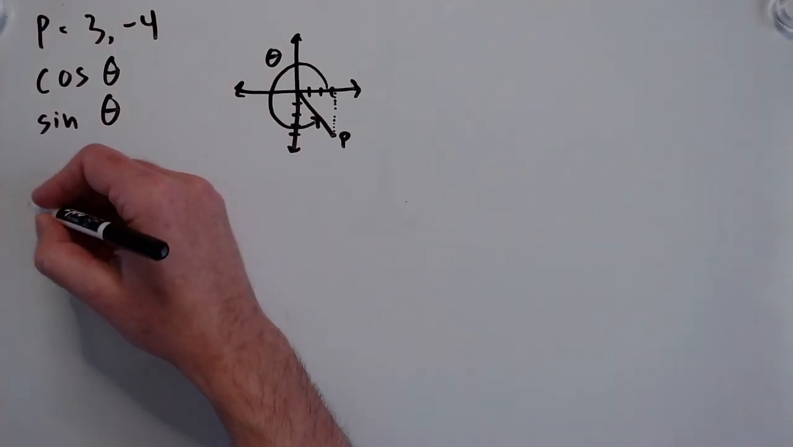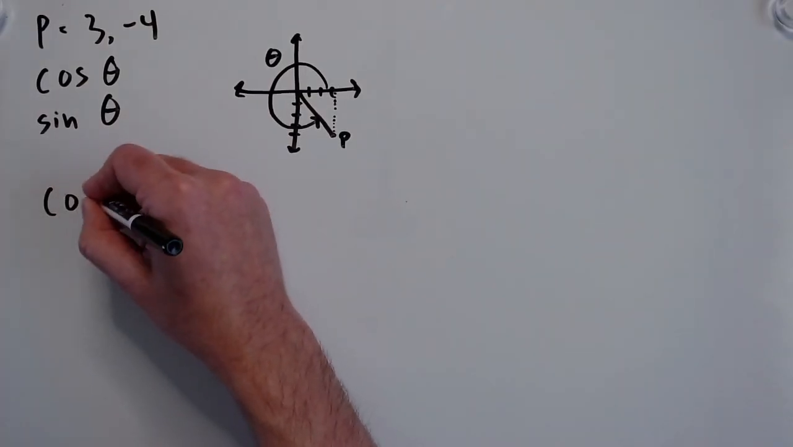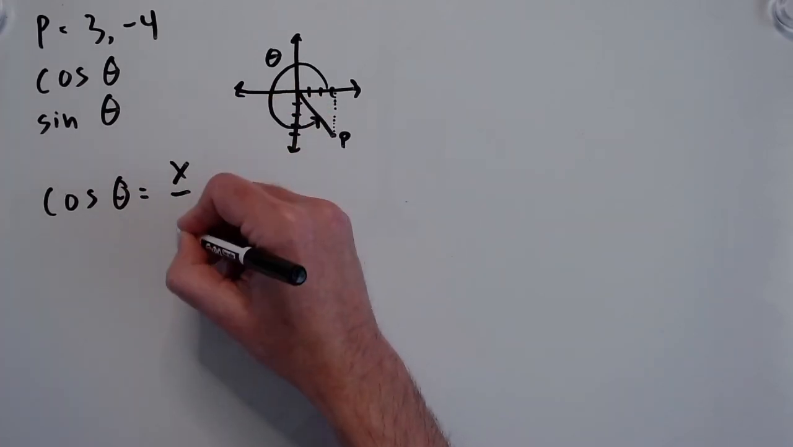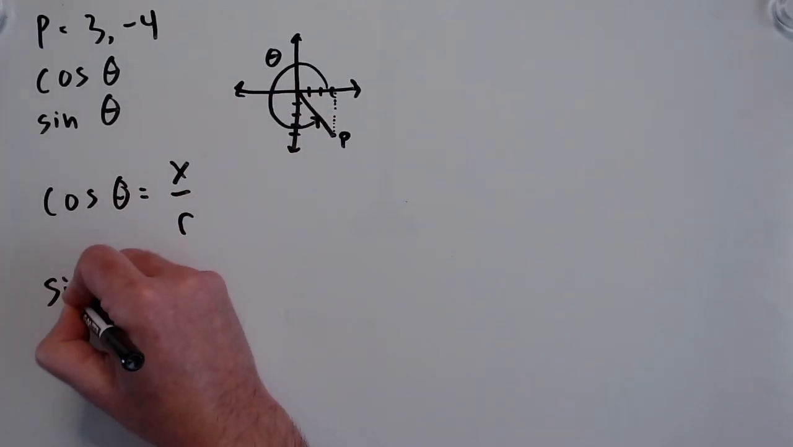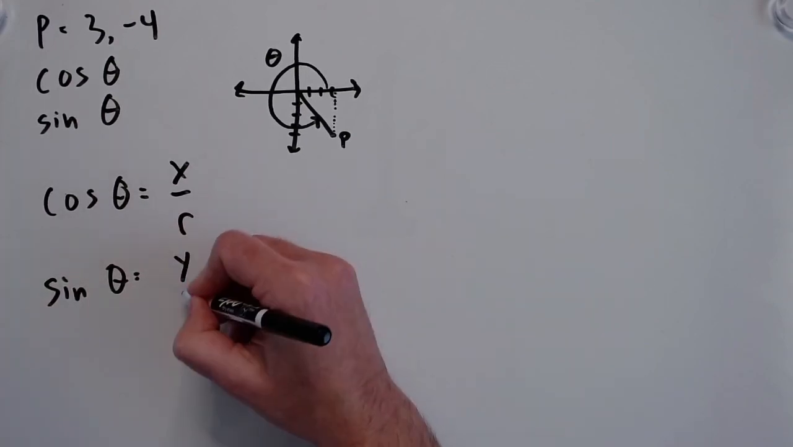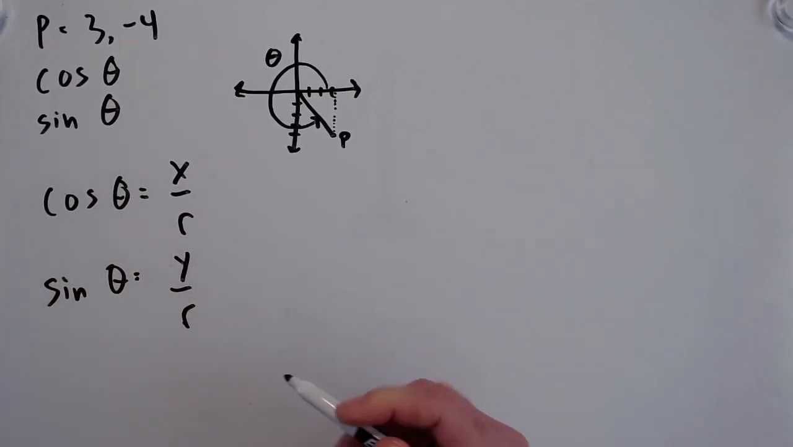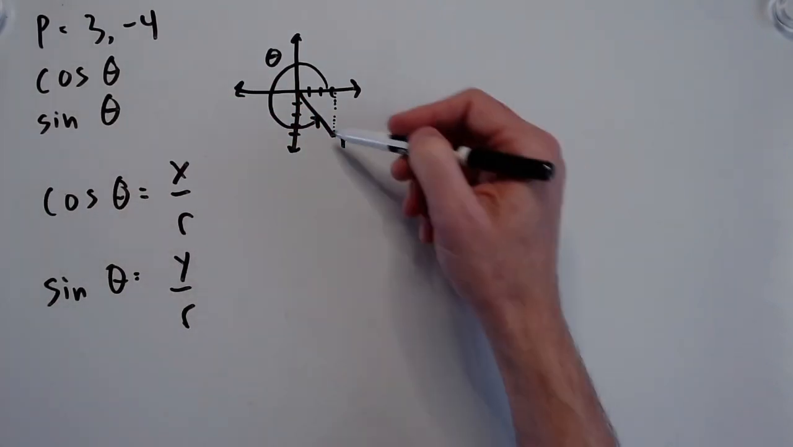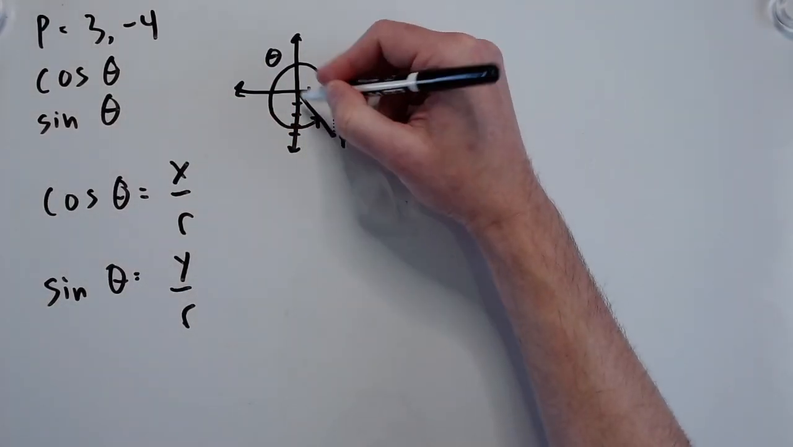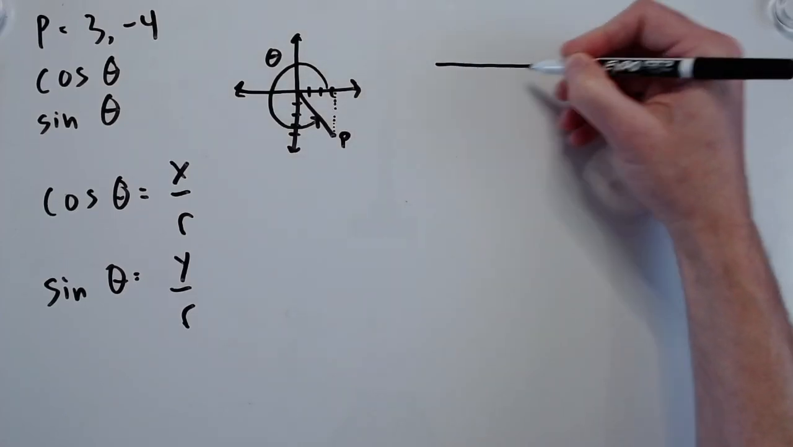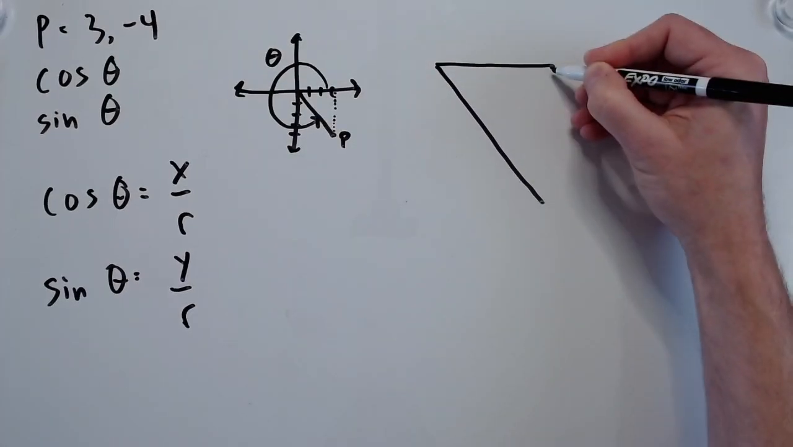So let's write down our equations here. We know that cosine of theta is equal to x over r, and sine theta equals y over r. Well, we know x and we know y, but we don't know the radius. So we need to know this distance here. We're going to blow this up just a little bit.